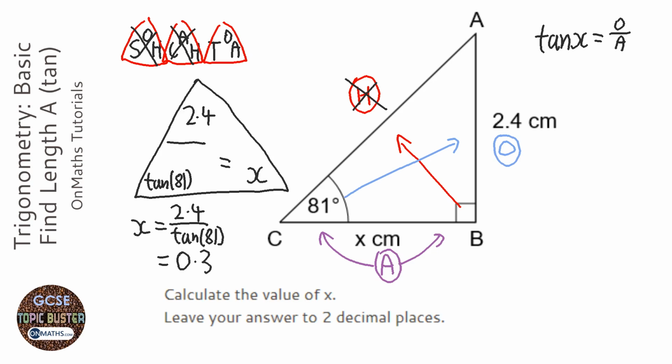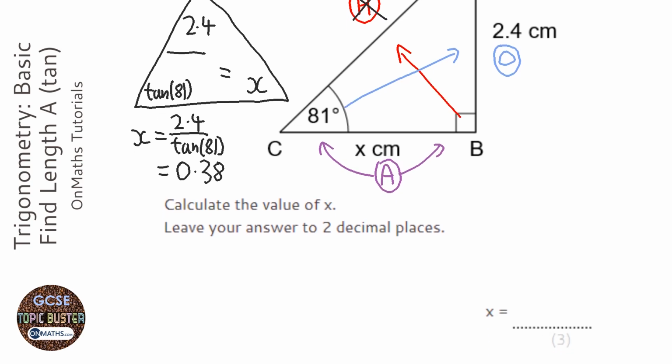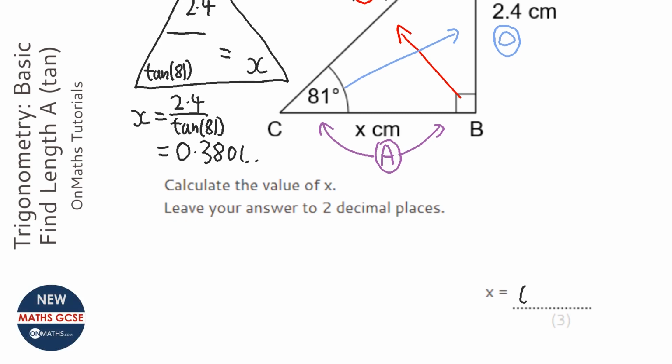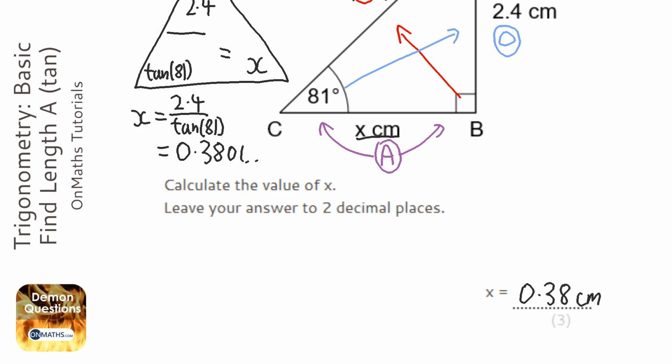And I get 0.38, and it's 0.1 and so on. But it's two decimal places, that's just going to be 0.38. Now, I could add centimetres. It does have centimetres next to the X, so I don't need to, but I'm going to write it anyway.